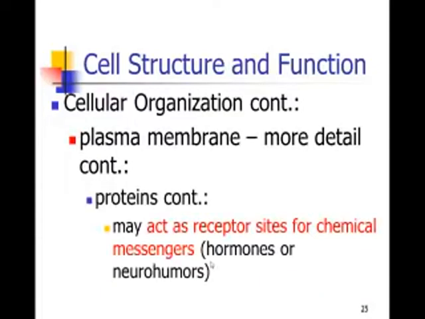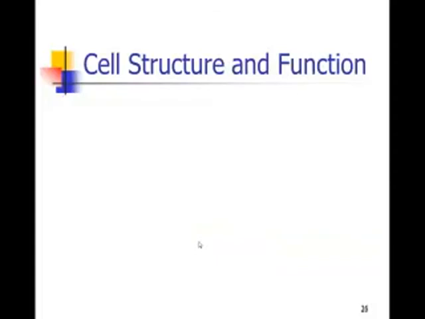Sometimes these proteins are receptor sites for messengers, such as neurohumors or hormones. Hormones are chemicals that can control cell activity. Either they can turn the cell on or off for certain kinds of activities. Neurohumors are very much like a neurotransmitter. These are chemicals that also can stimulate the cell to be active or to become inactive.